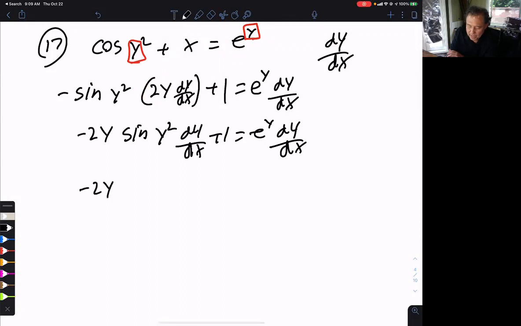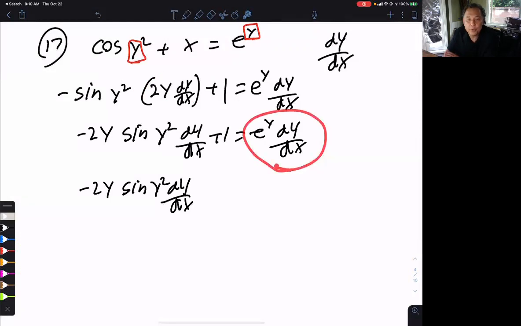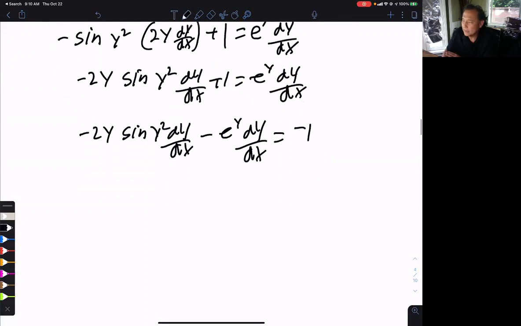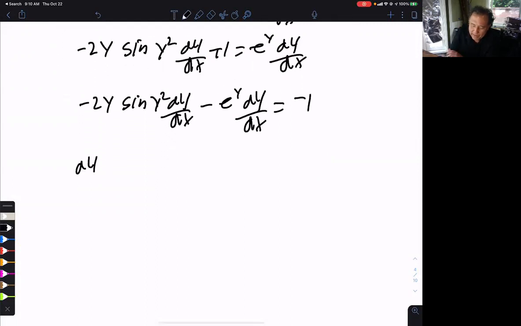So I'm going to subtract this from both sides. So from the right side, it'll disappear and it'll become minus e to the y dy dx. And this 1, I don't want it, so I'll subtract it from both sides. So on the right side, I end up with a negative 1. We follow the pattern. We factor out the dy dx. I get this.